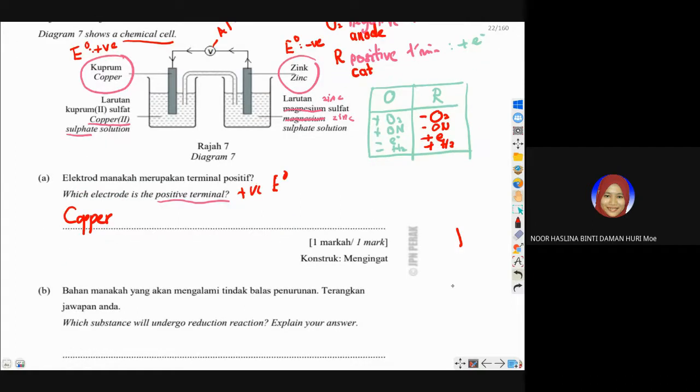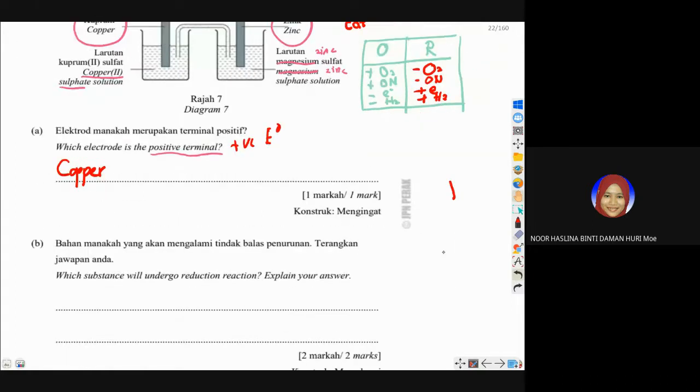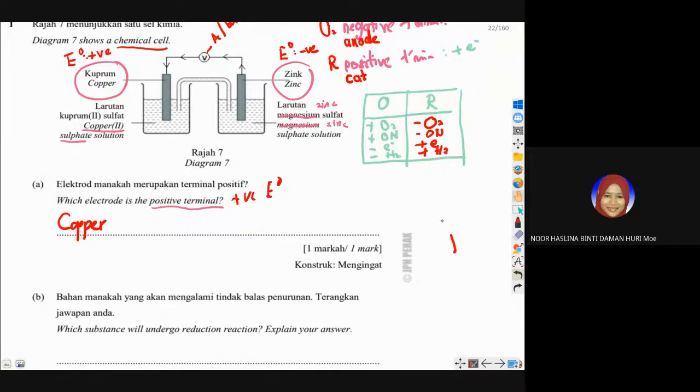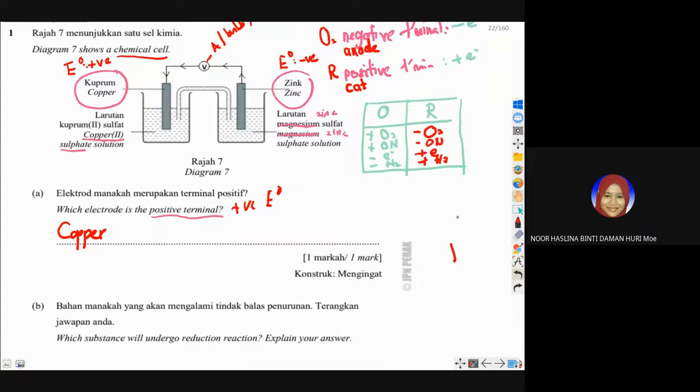Which substance will undergo reduction reaction? Okay, which one is undergo reduction? Okay, so which one become reduction? Okay, Balvin, which one is become reduction, Balvin?